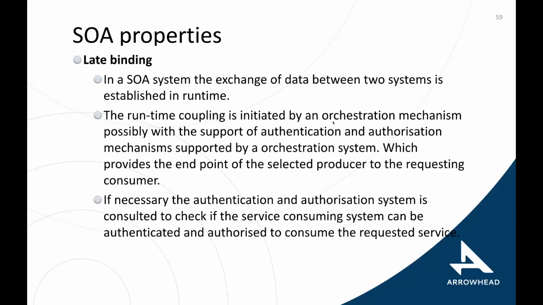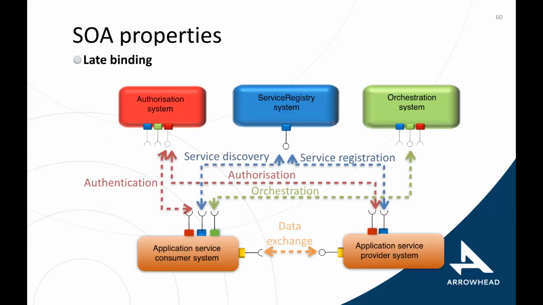And of course, here we need to think about security. So the authentication of the consumer and the authorization of this consumption also has to be considered. And this is how it may look like in this case. So first we have the service registration situation, and then we have the orchestration that this one is telling this consumer here, the application service consumer system, this is the network endpoint where you will ask for the service.